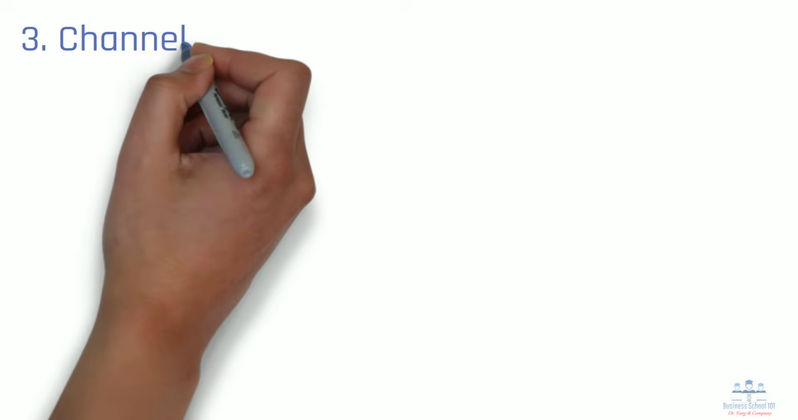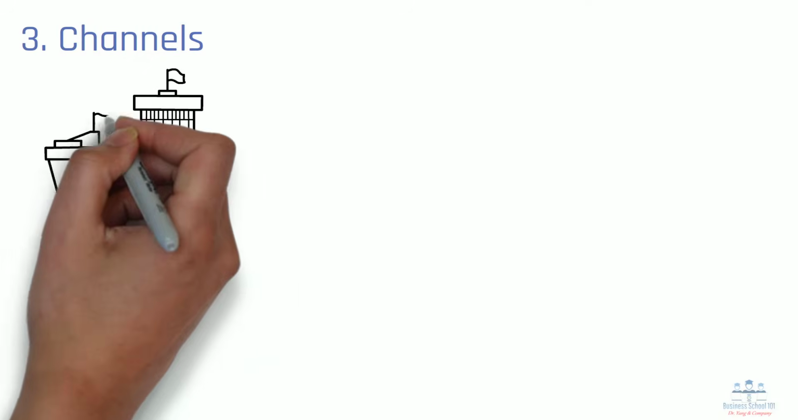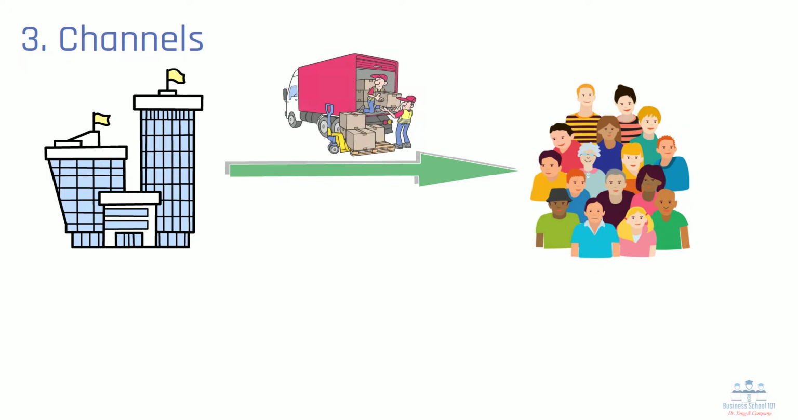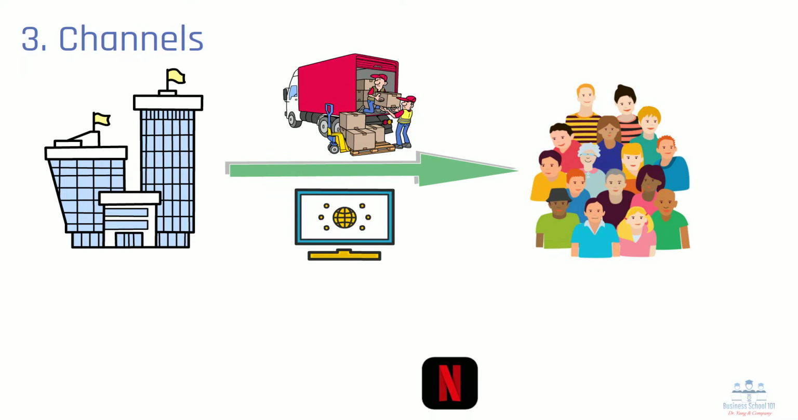Number 3. Channels. This block outlines how a company delivers its products or services to customers. Channels can be physical or digital, and they help the business connect with customers. For example, Netflix uses its online streaming platform and app to deliver content to its audience.